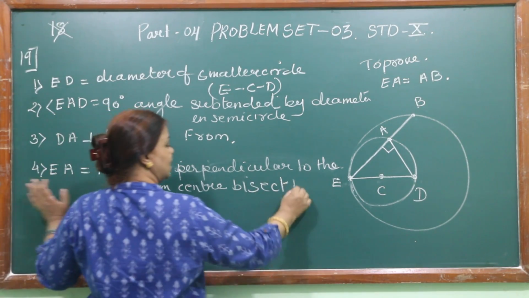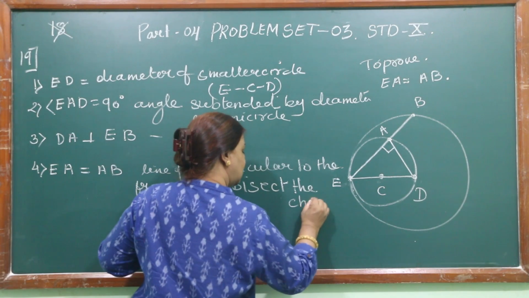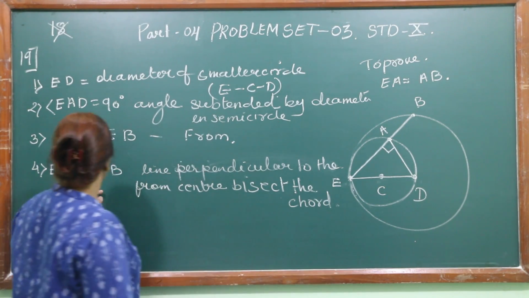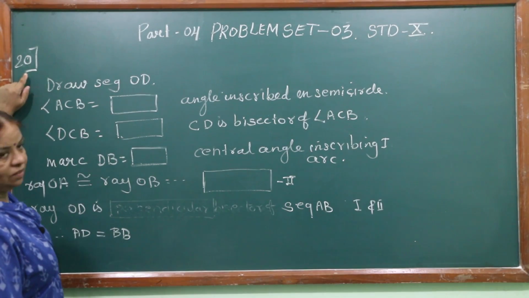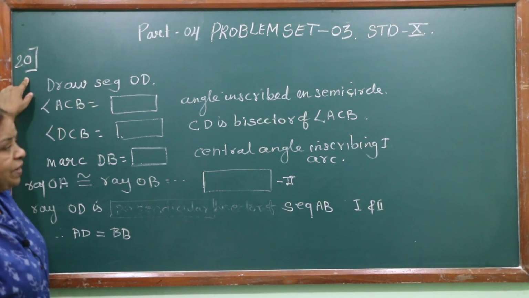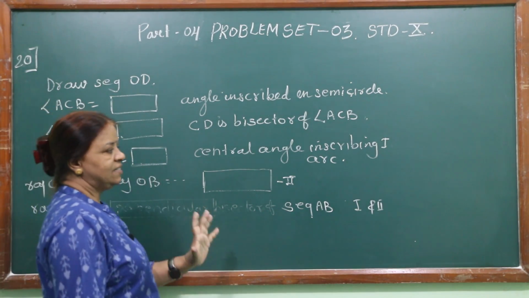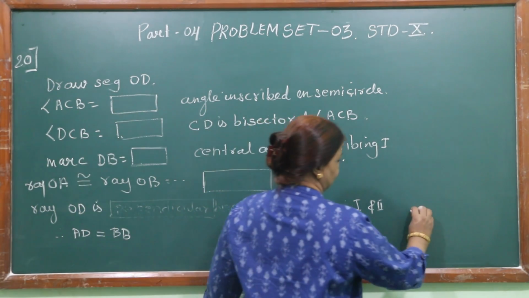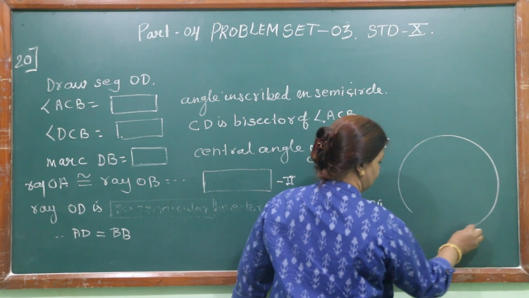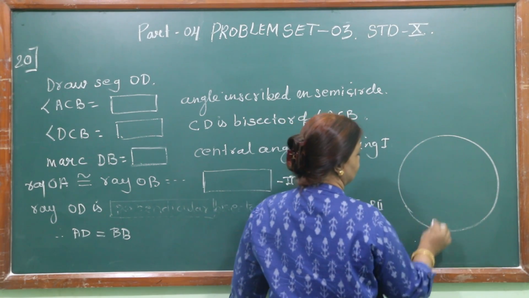Bisect the chord. Hence proved, children. And this is what we wanted to prove. Children, now we will move to question number 20. Let us say first figure. It's an activity based question from your problem set, children.